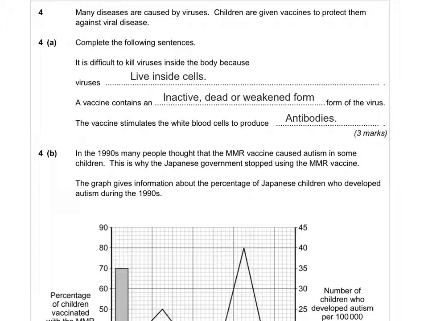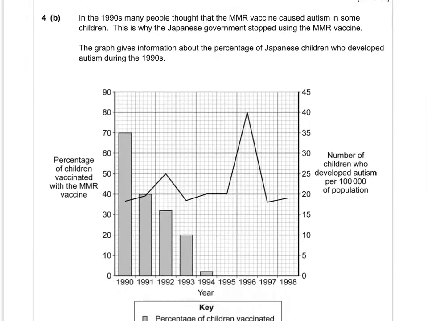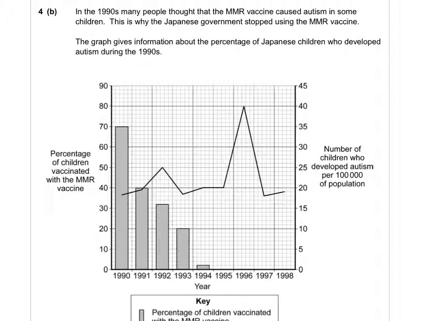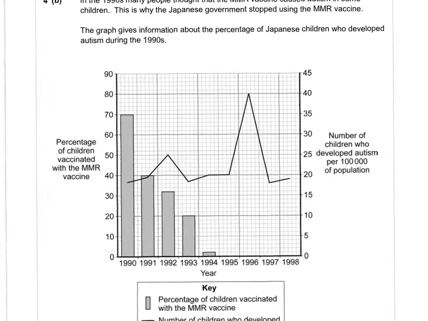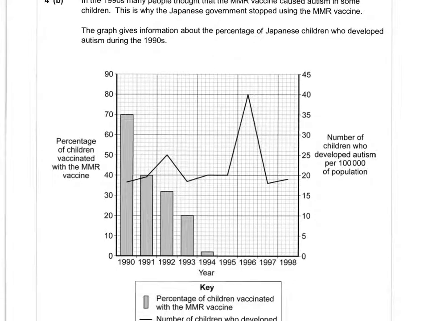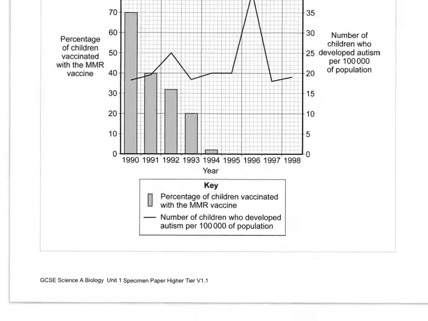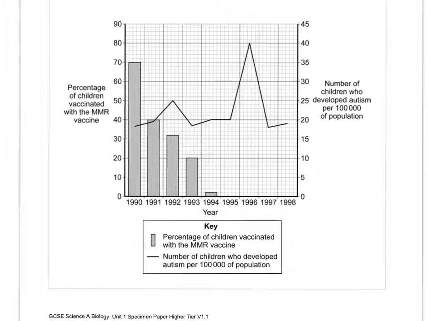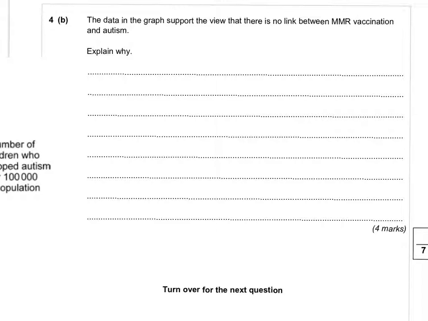Okay. Very quickly, just group those together. Group those, and then we'll move them out of the way. Okay, so 4B. In the 1990s, many people thought that the MMR vaccine caused autism in some children. This is why the Japanese government stopped using the MMR vaccine. So the graph gives information about the percentages of Japanese children who developed autism during the 1990s. We're going to analyse this graph in a bit more detail on the next page, so we'll look at it in a second. Okay, so question 4B.